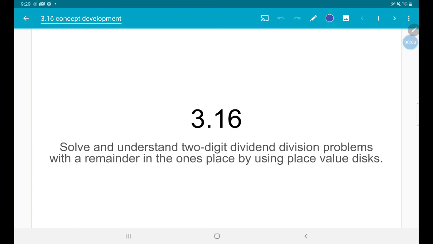Alright, so today we're going to be working on solving and understanding some division problems that are 2 digits. There's going to be a remainder in some of these problems. Some of them won't have a remainder. But we're going to use place value discs to solve. And we're also going to look at how we would use long division or the standard algorithm to solve. So flip your work mats to the side that has your place value chart.